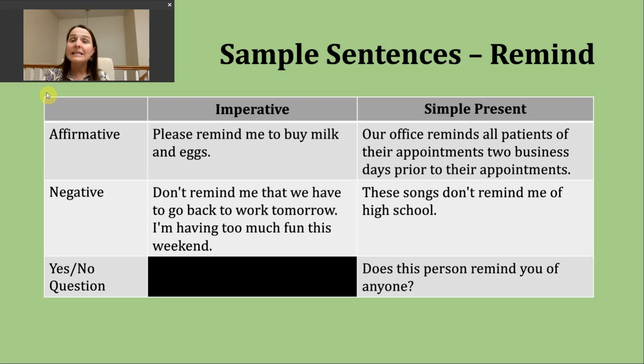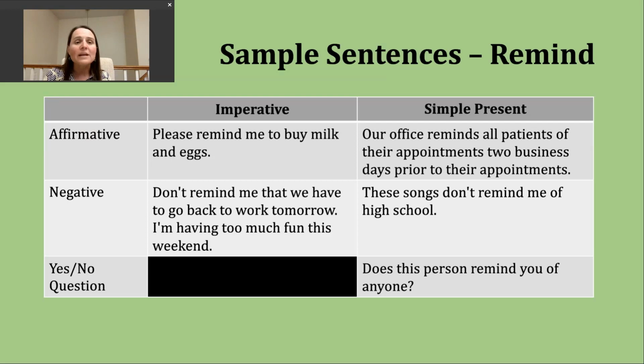Now, if you want to make a yes or no question in the simple present, start with do or does. Then we're going to have our subject and then the base verb. Okay? So again, no S on the end of the verb. We're only doing that in the affirmative when the subject is he, she, or it. So here's another example. Does this person remind you of anyone? So maybe someone is trying to look for that similarity or that likeness. They're thinking, there's something special, some sort of connection here, and maybe they're struggling to place exactly what that similarity is or to whom they are similar.